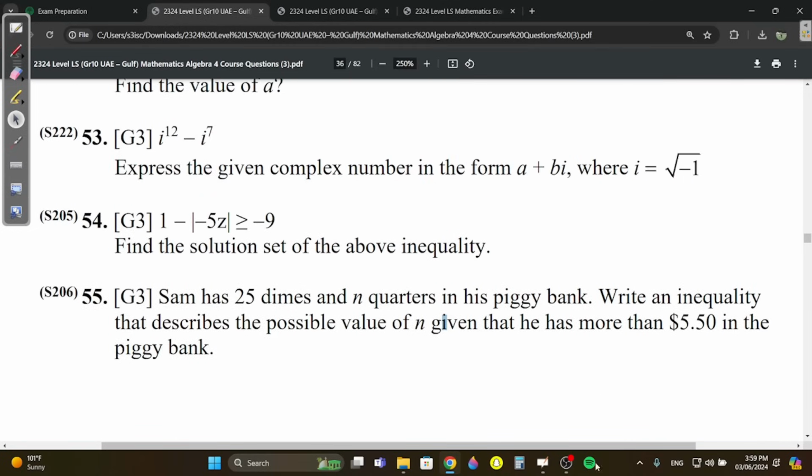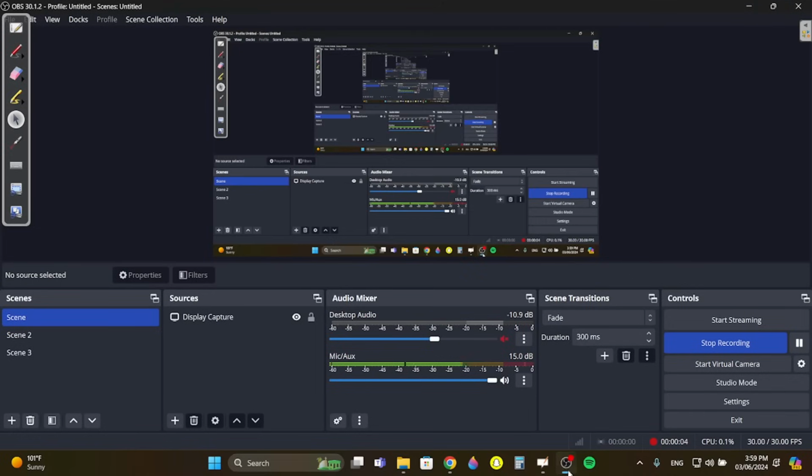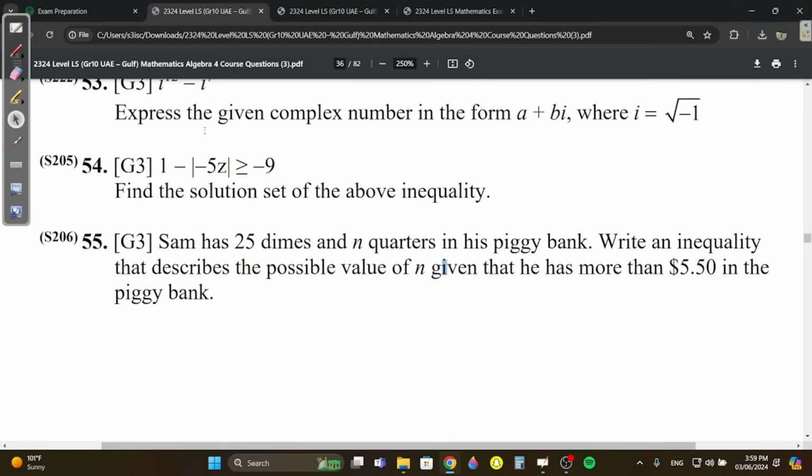This is the second time my OBS crashes. I've repeated the recording twice now. I think I stopped at dividing by negative. So I had negative absolute value. Just for the record, I finished all of these questions, but I just realized my OBS crashed.